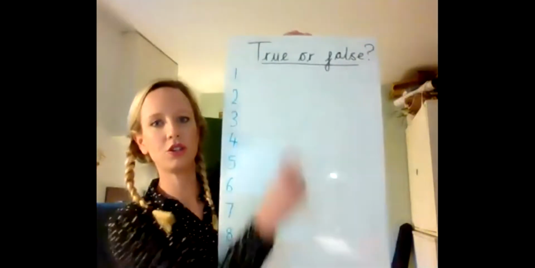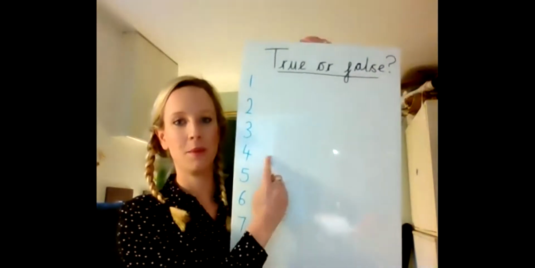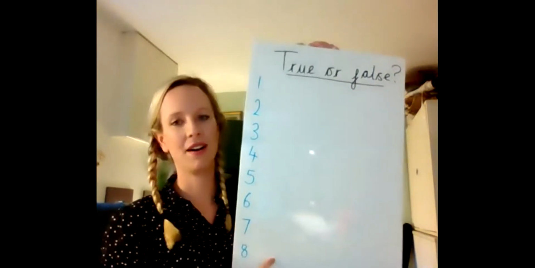Okay, let's go over the answers. How did you get on? So now on your page, you should have true or false written by each number.